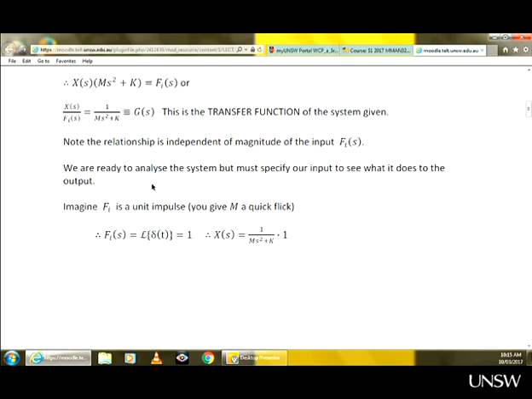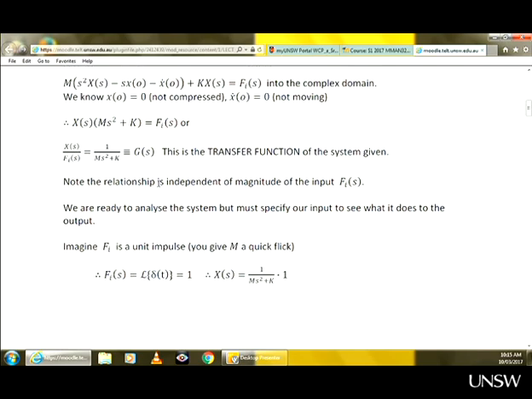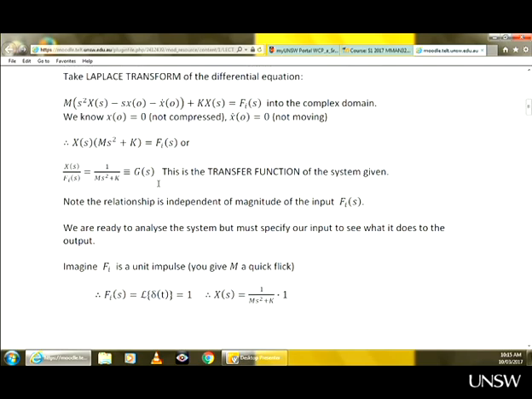Yeah. So small k, big K, in this particular case is the same. Not necessarily every time. Okay. Right. So this is our transfer function.